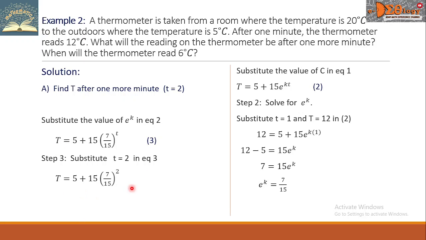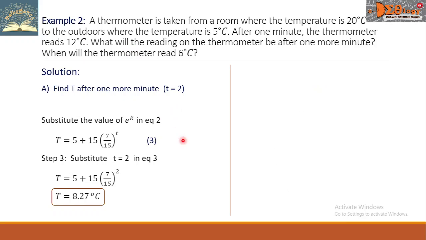So it becomes like this. Using our calculator, we can simply get the value of this capital T. So the T is equal to 8.27. Remember that the capital T is about temperature, so we write the unit of measurement as degrees Celsius. This is the answer for the problem A in this example. For the problem B, it says, when will the thermometer read 6 degrees Celsius? In other words, this is problem B that says, find small t if capital T equals 6 degrees Celsius.